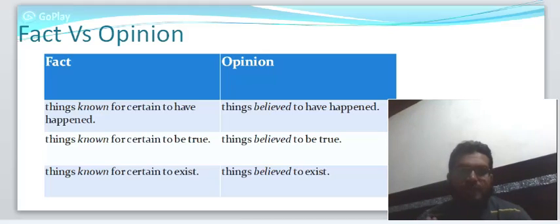So if something is with these characteristics, looking at those properties, we will categorize it as fact or opinion. So as we discuss it further, you will be able to understand the difference better.